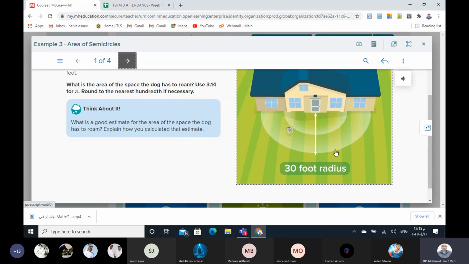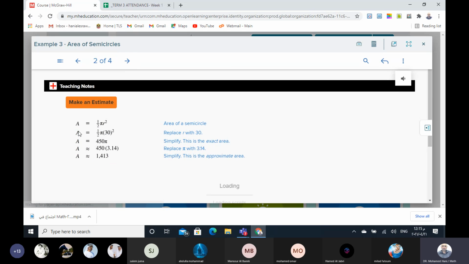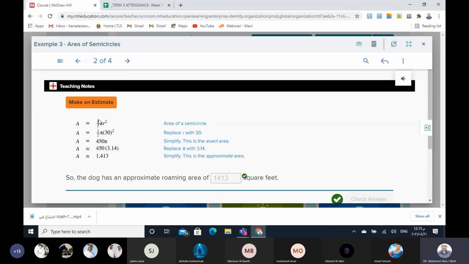As you see here, we have a semicircle, and here we have the radius of the semicircle. The radius is 30 feet. We want to find the area of the semicircle. The first step is to write the formula: A equals 1 over 2 times pi times r squared.